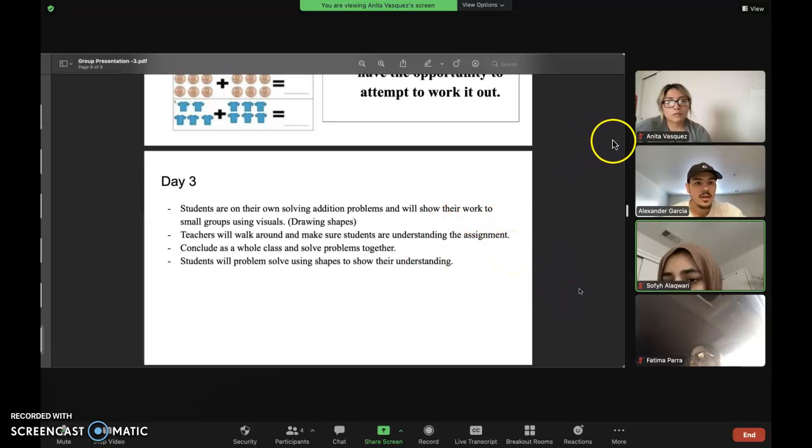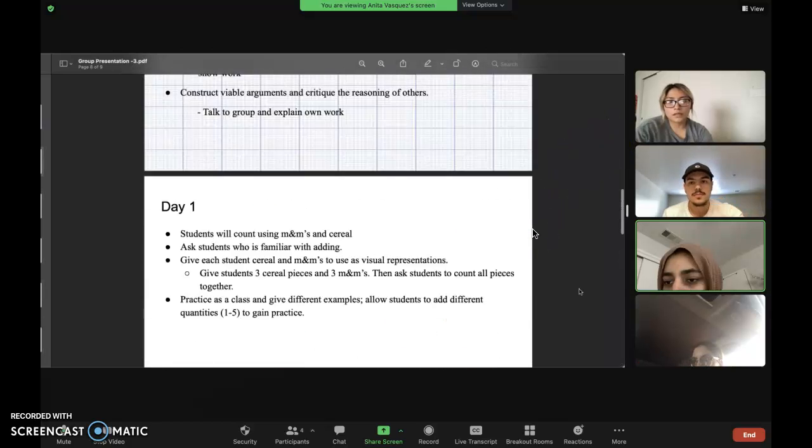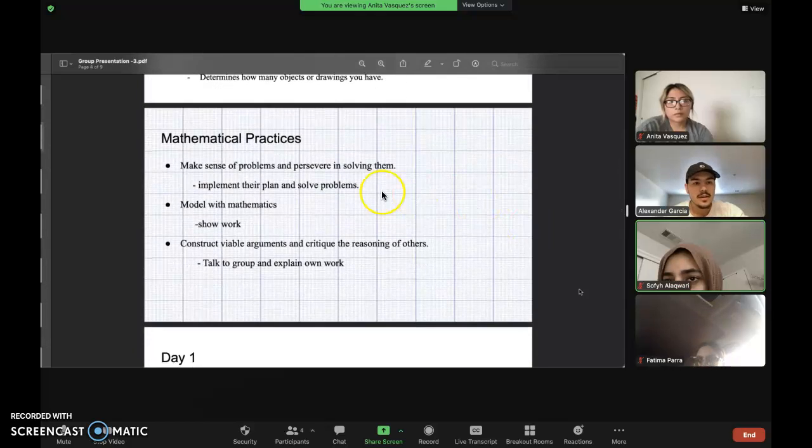And then Anita, could you go back up to the mathematical practices? So right here, I just wanted to stress why these are so important. I know we went over them, but I also wanted to go over them after we went through the lesson plan. So, making sense of problems and persevering in problem solving. This is when students are learning to persevere through their problems. So as they're working on them, just like as you're working out, you build up endurance.